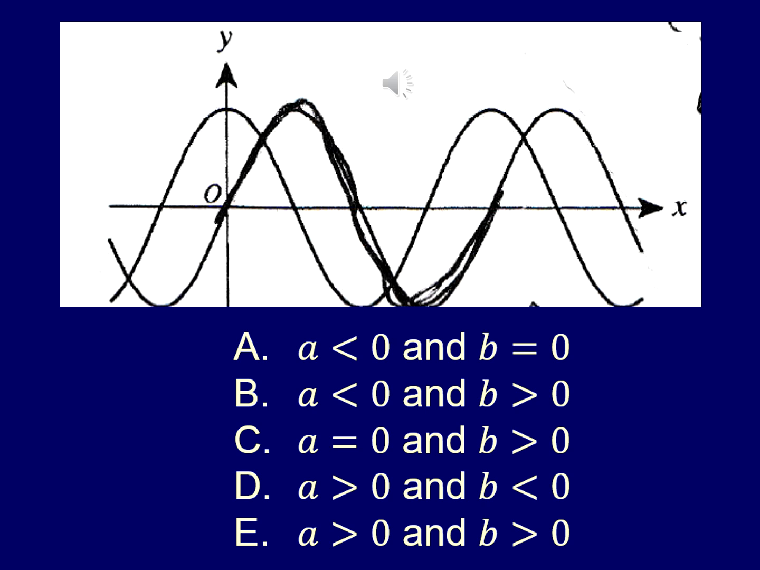The possible choices we have here is a is less than 0 and b equals 0. A is less than 0 and b is greater than 0. A equals 0 and b is greater than 0. A is greater than 0, b is less than 0. And finally, a is greater than 0 and b is greater than 0. So we want to figure out which of those is true.